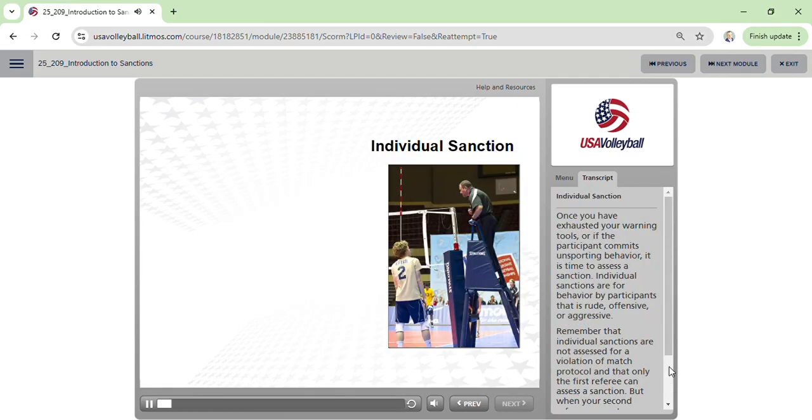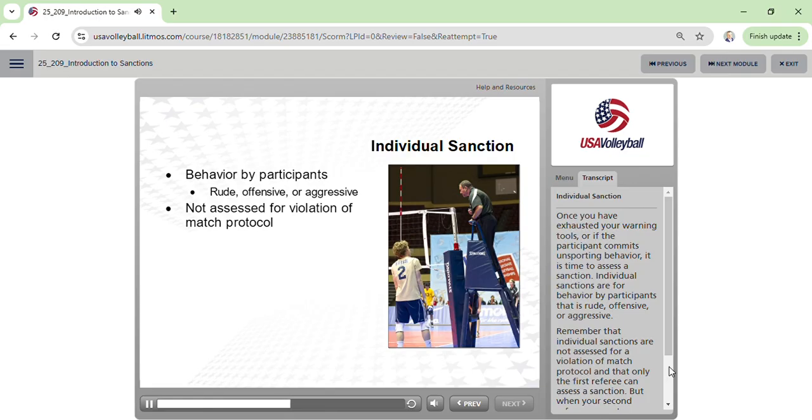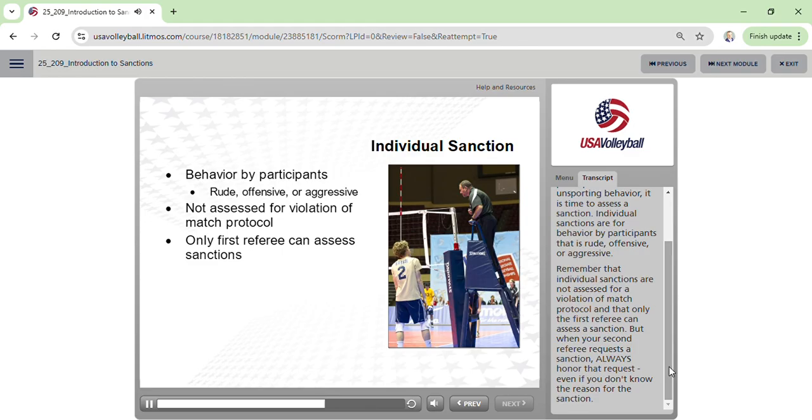Once you have exhausted your warning tools, or if the participant commits unsporting behavior, it is time to assess a sanction. Individual sanctions are for behavior by participants that is rude, offensive, or aggressive. Remember that individual sanctions are not assessed for a violation of match protocol, and that only the first referee can assess a sanction. But when your second referee requests the sanction, always honor that request, even if you don't know the reason for the sanction.